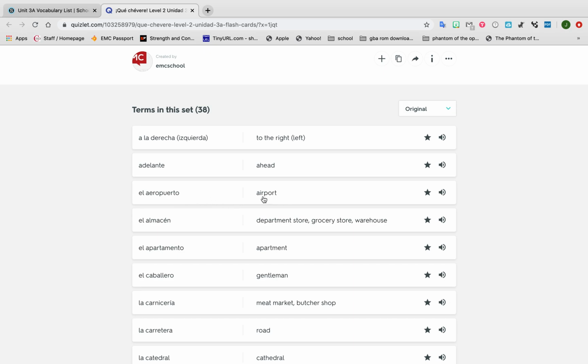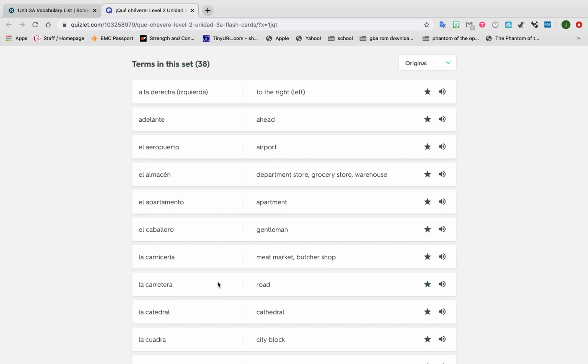And then you have the places around town: el aeropuerto, el almacén, el apartamento. All right, and other words located: caballero, dama. They're talking about restrooms, los baños, la carnicería, la carretera, and so on. So you're going to learn these.